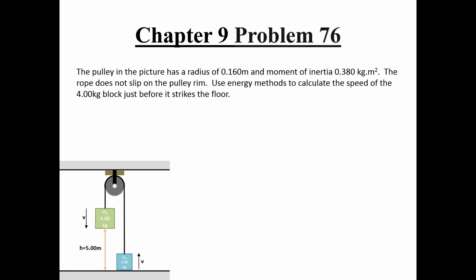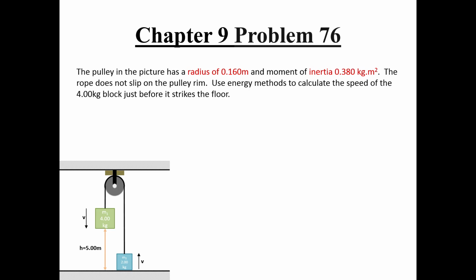This video will cover a solution guide to problem 76 from chapter 9. The pulley in the picture has a radius of 0.16 meters and moment of inertia of 0.38 kilogram meters squared. The rope does not slip on the pulley rim. Use energy methods to calculate the speed of the 4 kilogram block just before it strikes the floor.